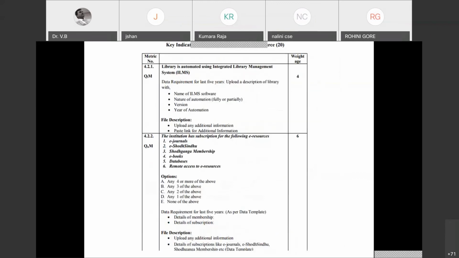Now coming to the library as a learning resource. The first one is a qualitative metric, which means you will be uploading the photograph of your library with geotagging. You will be specifying the software which you are using and also the purchase bills for that particular software which you had paid. And 4.2.2 is quantitative. That is, the institution has subscriptions to e-journals, Shodh Sindhu. So if you say any 4 or more, then for e-journals you have to have the subscription letter which they had mailed you. Same thing with Shodh Sindhu.